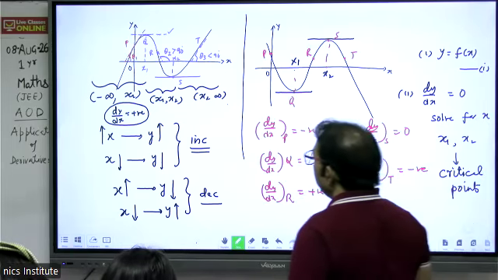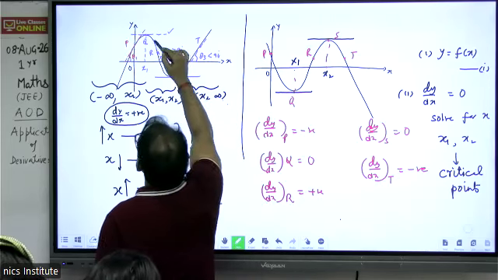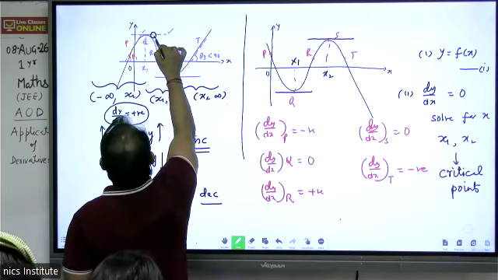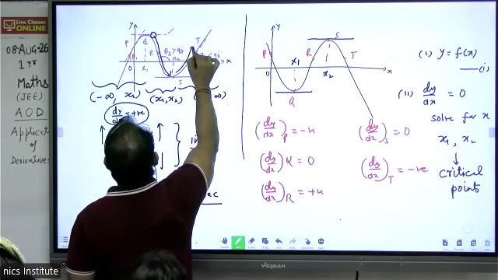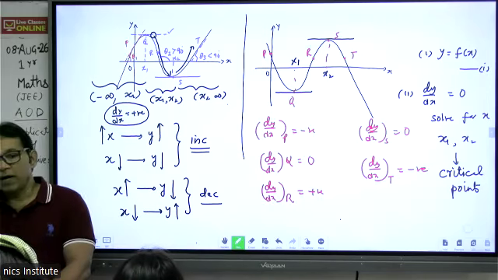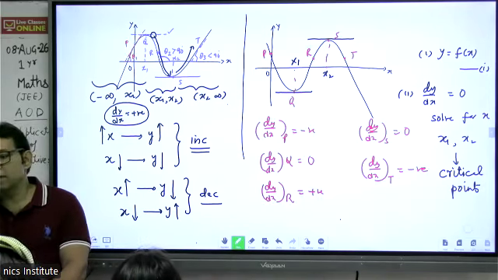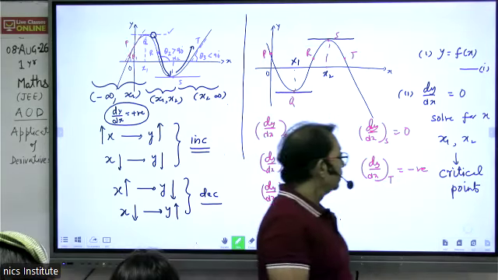So graphically, if you are climbing on the function, it's increasing. If you sit here and slide down till here, it is a decreasing function. Again, you climb, it is an increasing function. Mathematically, if you find dy by dx positive, it means increasing. And if dy by dx is negative, it's decreasing.